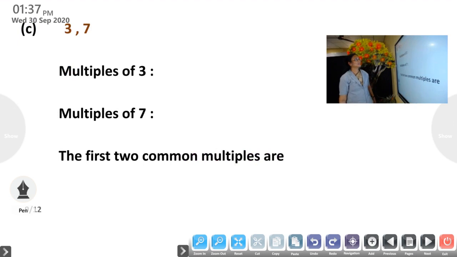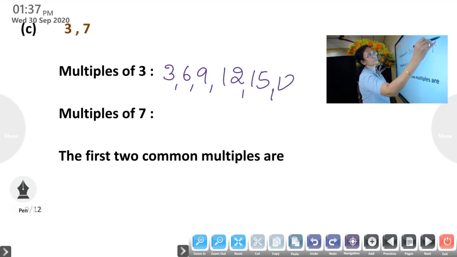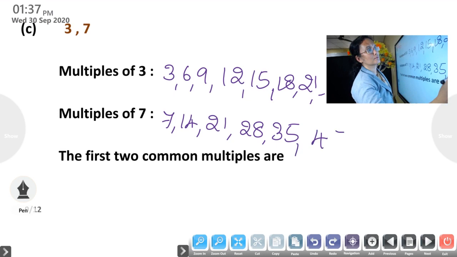One more question. 3 and 7. So which are the multiples of 3? 3, 6, 9, 12, 15, 18, 21, etc. Multiples of 7, you are getting 7, 14, 21, etc. Now, can you find two common multiples?